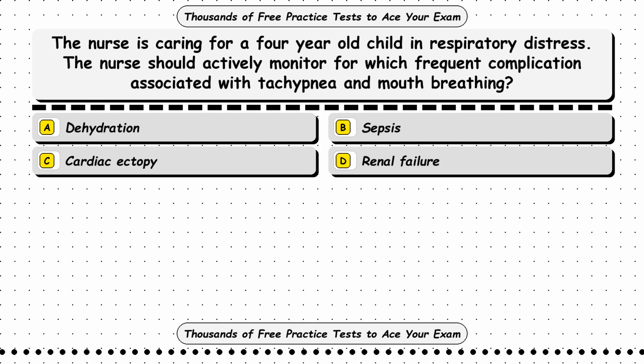Question 21. The nurse is caring for a 4-year-old child in respiratory distress. The nurse should actively monitor for which frequent complication associated with tachypnea and mouth breathing. Option A. Dehydration. Option B. Sepsis. Option C. Cardiac ectopy. Option D. Renal failure.